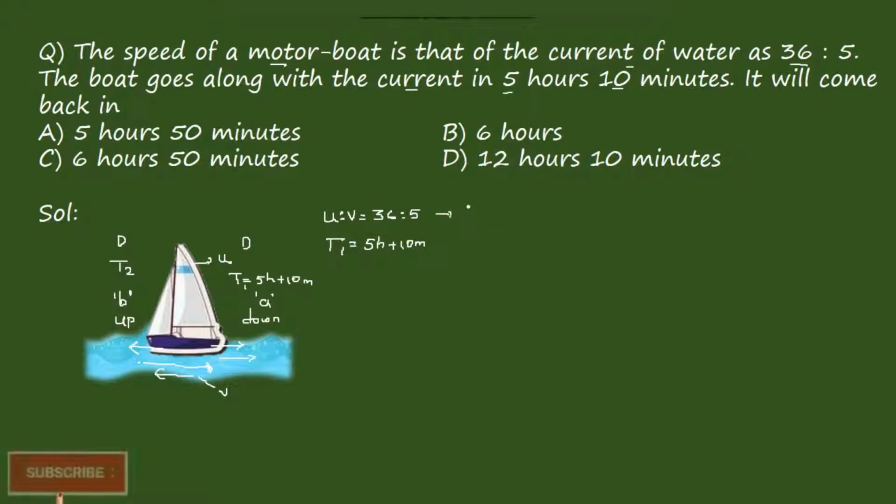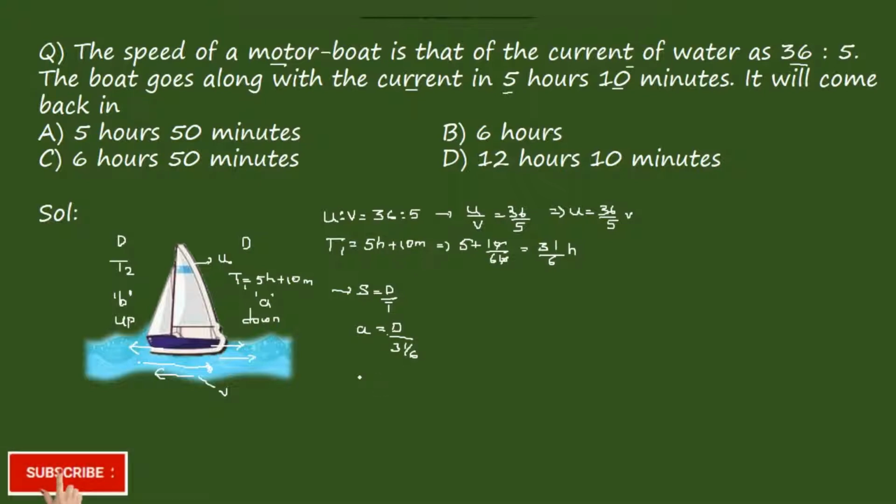From here we can say that U by V is equal to 36/5. Then we can say that U is equal to 36/5 V. When we convert this into hours, we get 5 plus 10/60. The 0 gets cancelled. It becomes 31/6 hours. The other thing that we know is that speed is equal to distance by time. If you consider downstream, then speed A is equal to distance D divided by time taken, which is 31/6. Then distance D is equal to 31/6 into A.